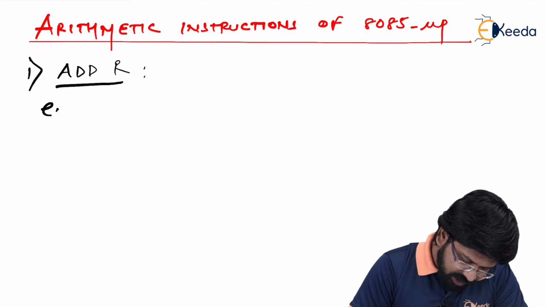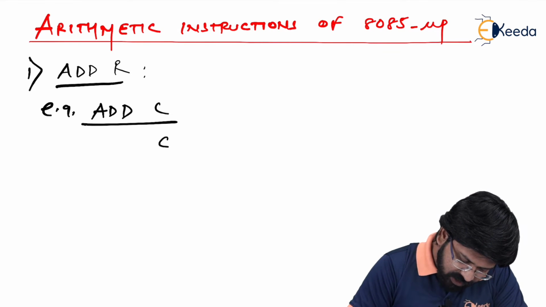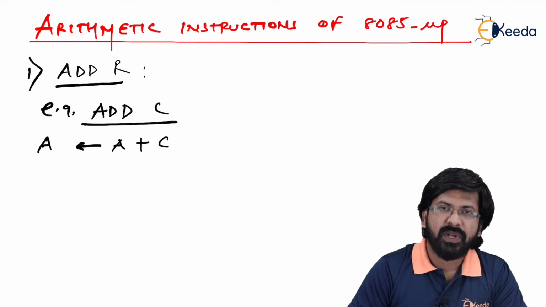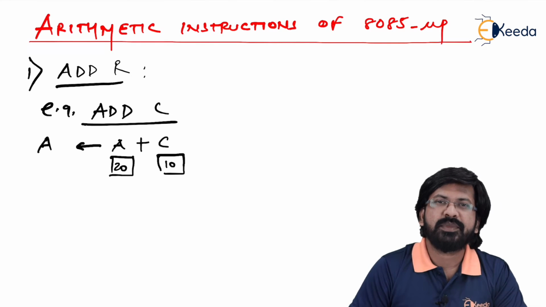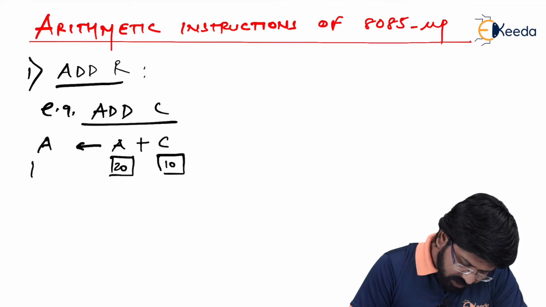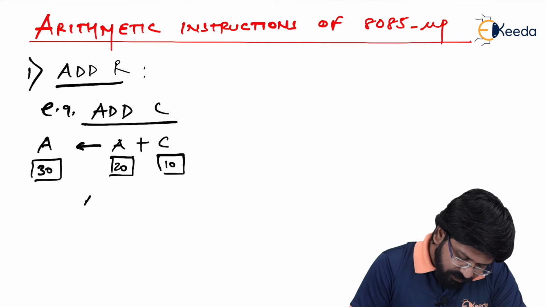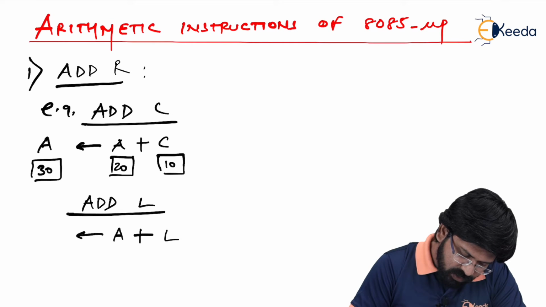So let us take an example. Suppose we have the instruction ADD C. It adds the content of C with A and the result is stored in the accumulator. For example, if C has data 10 and the accumulator has data 20, then 20 plus 10 becomes 30, so 30 is stored in the accumulator. This is how this instruction works. Or I can take another example, ADD L. It adds the content of L with A, and the answer goes to A.